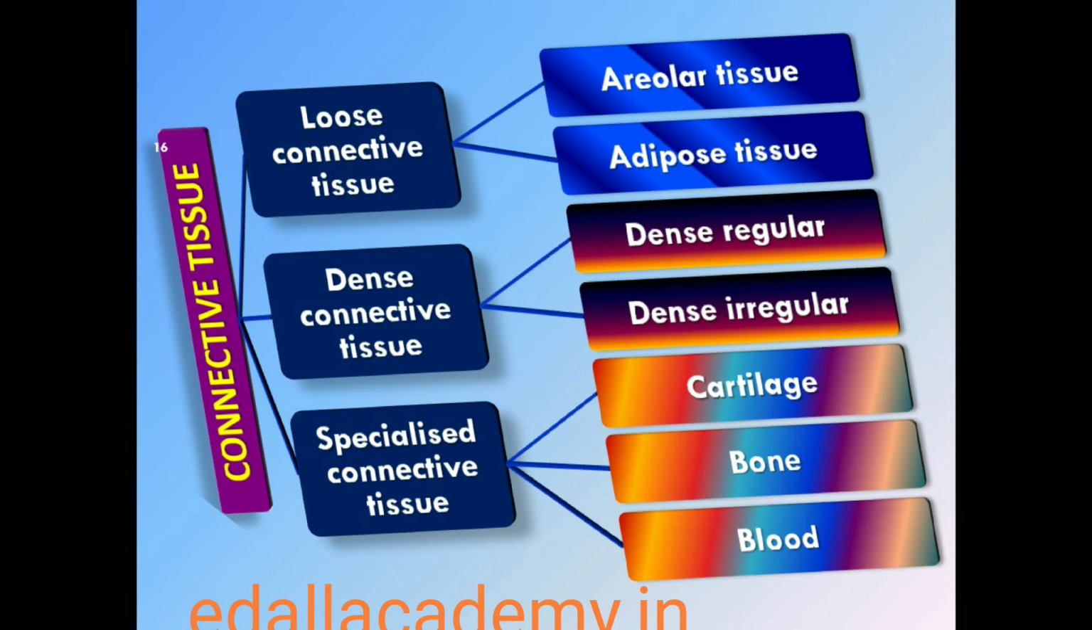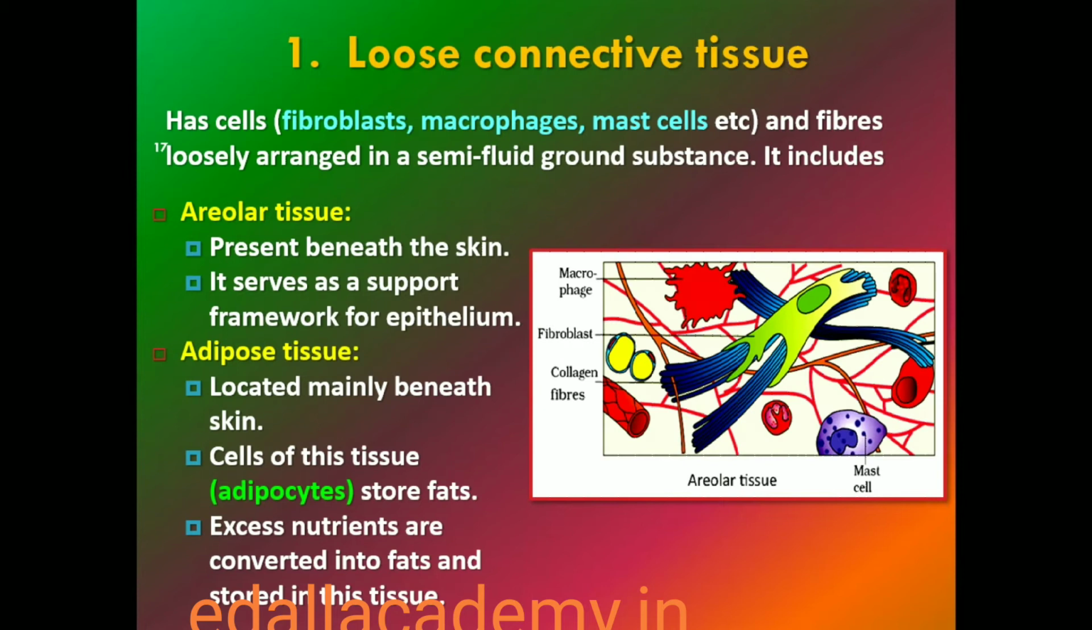Connective tissues are classified into 3 types: 1. Loose connective tissue, 2. Dense connective tissue and 3. Specialized connective tissue. Loose connective tissue has cells and fibers loosely arranged in a semi-fluid ground substance, for example, areolar tissue present beneath the skin.